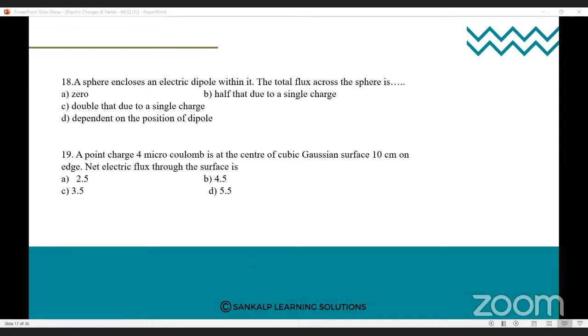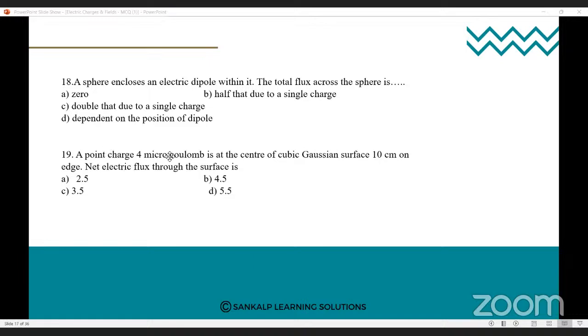See, option A is the correct answer here, students. The charge enclosed by the sphere is zero net charge, so the total flux across the sphere is zero. Why? Because inside the sphere we don't have any net charge, so the electric field will be zero, and since the electric field is zero, the flux is also zero. Hope the reason is clear to everyone. Answer is option A, zero. Okay, so go for the next question.